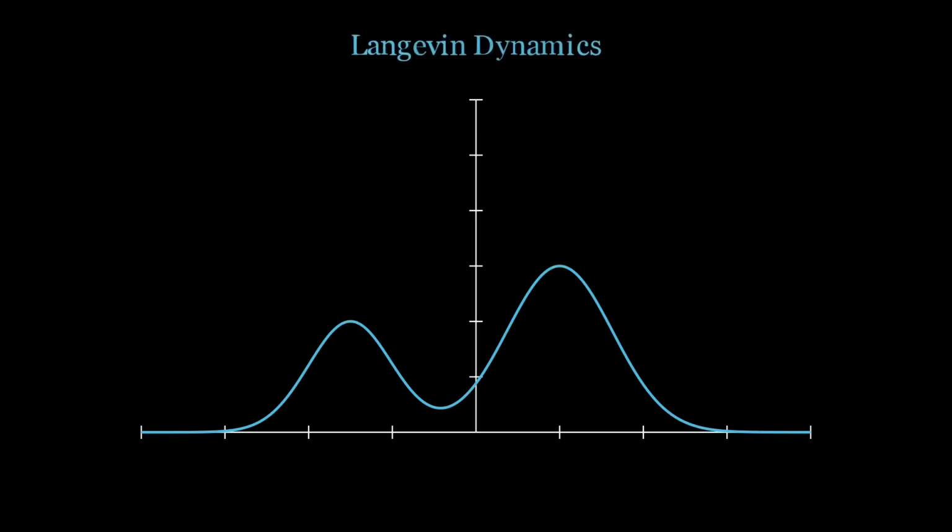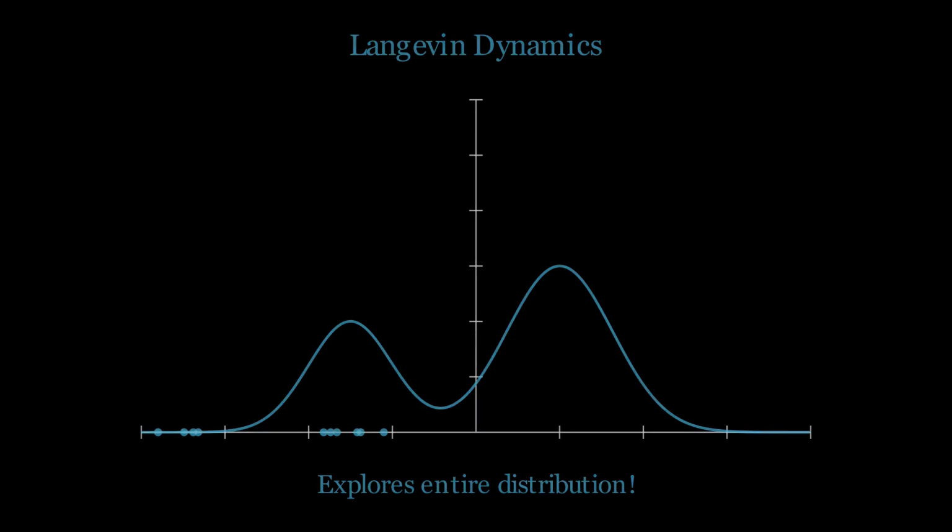Now let's see Langevin dynamics in action. I will start multiple particles from the same region. The particles are being pulled towards the modes by the gradient term, but the noise term causes them to jitter around and spread out. Thus, Langevin dynamics explores the entire distribution, not just a single mode. This is exactly what we want for generating diverse samples.